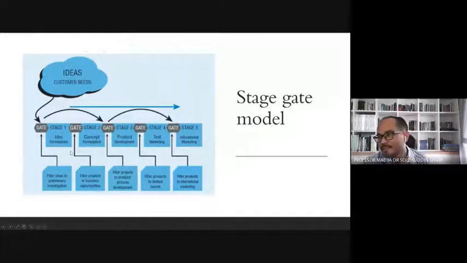How about this one? Anybody familiar with this one? This is what we call the stage gate model. We have what we call accelerating idea to market. The short form of it is the AIM process.